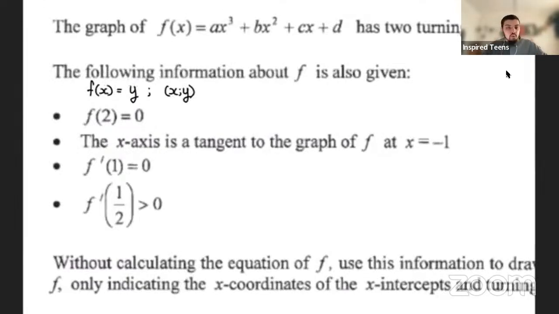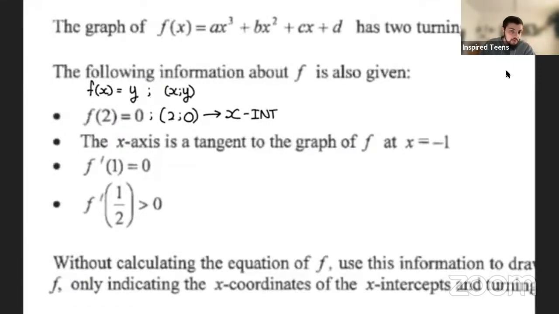So f of 2 is equal to 0. So the coordinates that form from here are 2 and 0. So f of x is equal to y, so that's the coordinates x and y. And in this case, f of 2 is equal to 0, which formulates the coordinates 2 and 0. And 2 and 0 basically represents an x-intercept. So the information we are given is about an x-intercept. Here they're saying that the x-intercept is 2.